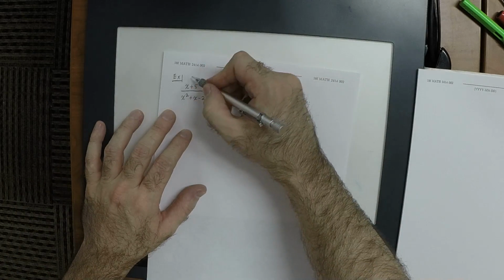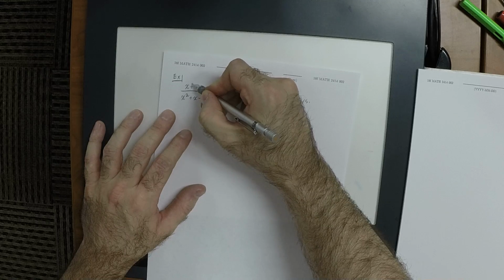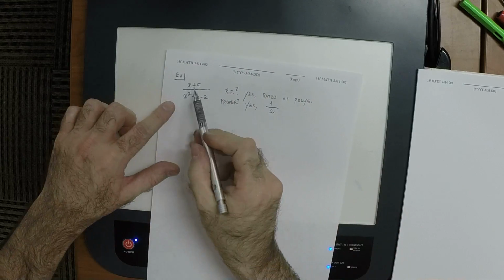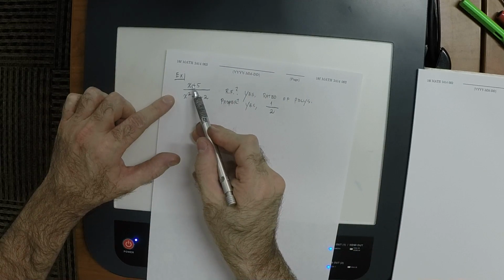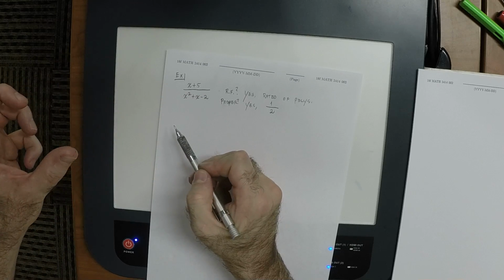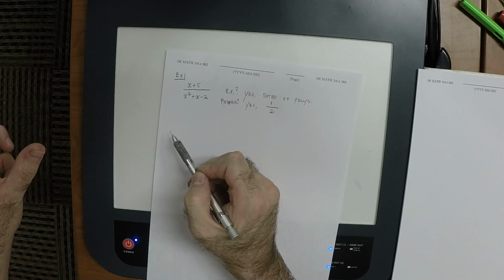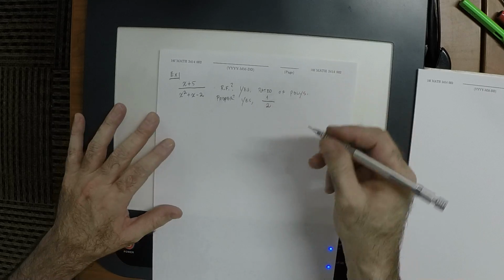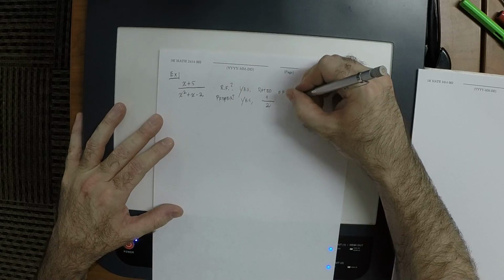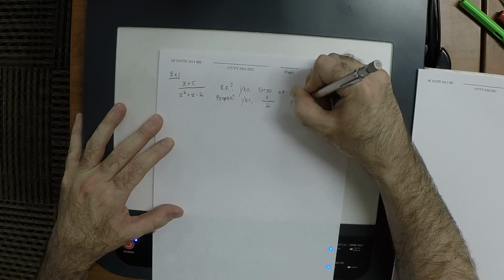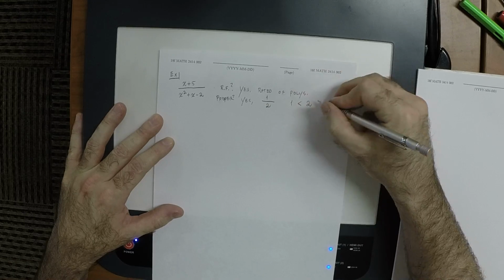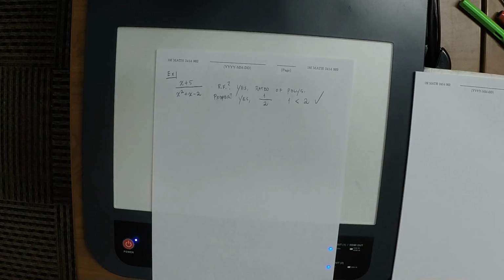So, if I were to edit this and put a square here, so x squared, I'm not going to, but if I made that x squared, then would it be proper? It would not be proper. Okay? So it is proper. Yes, 1 over 2, and 1 is less than 2. So then that means that we don't need to do a division. We don't need to do long division on this one.